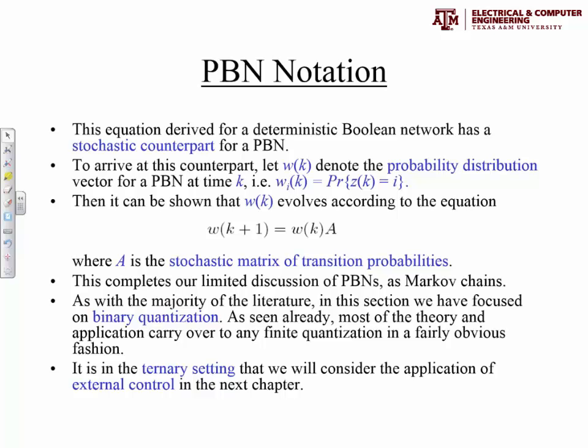As with the majority of the literature, in this section we have focused only on binary quantization. We have talked only about zeros and ones. But most of the theory and applications will carry over to any finite quantization in a fairly obvious fashion. Like you can have ternary: 1, 0, minus 1 and so on. And it is in the ternary setting that we will consider the application of external control in the next chapter. The ternary setting is quite natural because when you analyze microarray data, if you're taking ratios, you're going to get either significantly higher than 1, significantly lower than 1, or almost equal to 1. So the ternary setting comes up quite naturally if you're looking at ratios of gene expressions. Any questions?